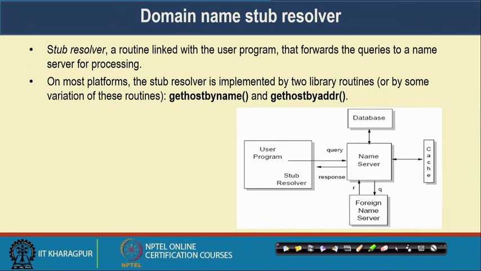So, on most platforms the stub resolver is implemented by two library routines or some variation of these, like gethostbyname, which most Linux systems support, and gethostbyaddress is another routine. So, in this case the resolver is embedded in the user program, unlike the full resolver, and it goes directly to the name server. So, it is much faster, popular and mostly used.